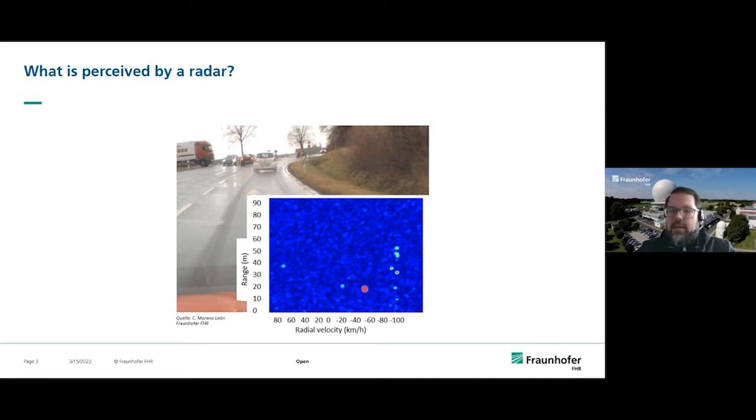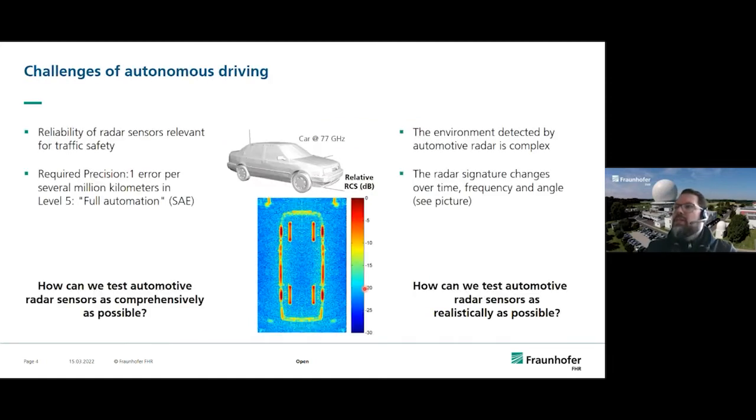So you see, you can get a lot out of the data which is recorded by a radar, and now you can directly say, of course, well, that's great. We can use that for automated driving. We can realize automated driving functions with this. That is clear. But as soon as you get this idea, you can also start to directly ask some questions. And these are some of the challenges of autonomous driving.